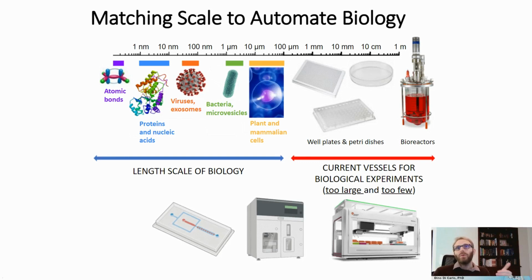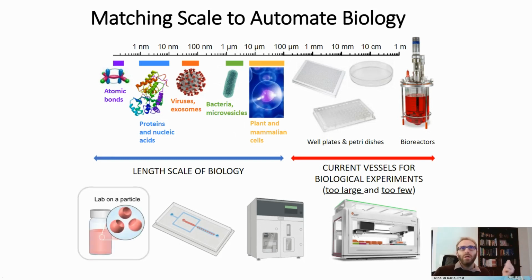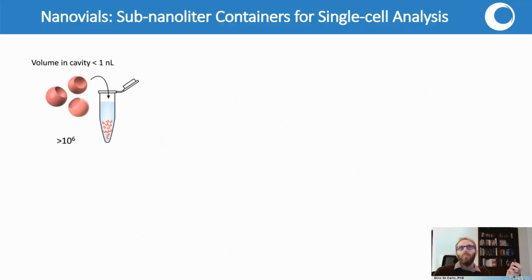So our approach was, can we leverage things like the flow cytometers, things like single cell sequencing systems, like 10x Chromium systems or other systems, in order to perform assays on the function of single cells. And this is where this lab on a particle concept comes from. And in particular, we have a type of lab on a particle that we call a nanovial. So a nanovial is a hydrogel particle that holds a volume that's less than a nanoliter. You can have thousands or millions of these in a tube.